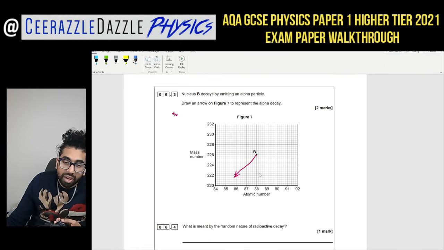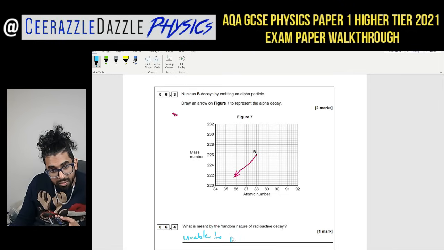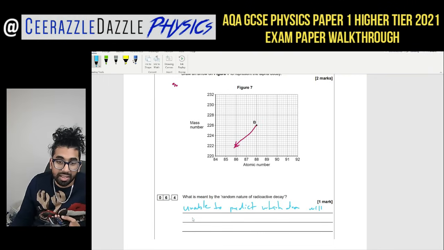6.4. What is meant by the random nature of radioactive decay? It simply means that it's unpredictable. You can't predict which atom will decay next. So it simply means that we are unable to predict which atom will decay next.